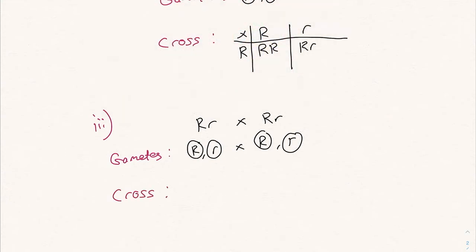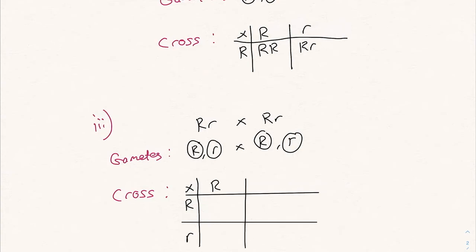So we do our cross now. We'll do capital R here, and we do a lowercase r here. And then over here we have capital R, and we have a lowercase r. Great. So if we're doing out our options there, we'll have two uppercase R's. We'll have an uppercase R, a lowercase r, so heterozygous. We have uppercase R there, lowercase r here, and we have our two lowercase r's there.